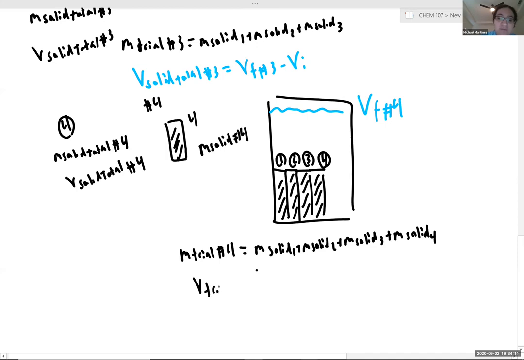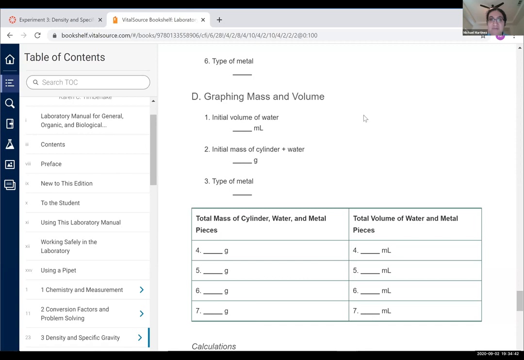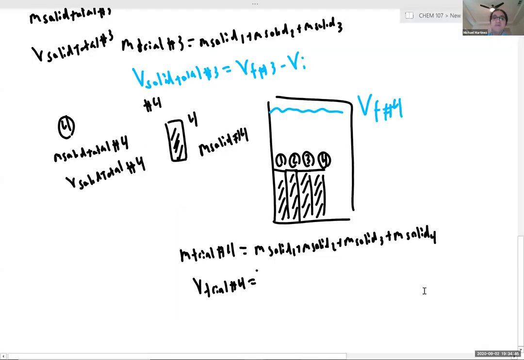Further, the volume for trial number 4. So just to recap, we're looking at part D, sections 4 through 7. Yes, you are correct. This collected data will go into this table here. So the volume for trial 4 is just going to be our final volume at the end of trial 4 minus our initial volume. So does this make sense to everyone? How you're going to calculate the mass and volume for each of your 4 trials? Any questions on this example?